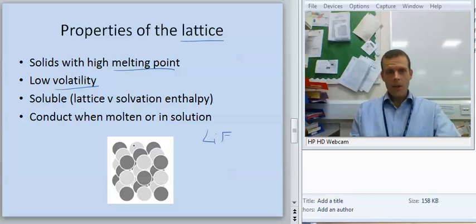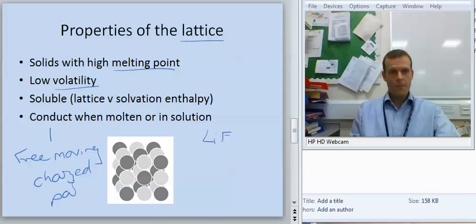It's not going to conduct electricity, because for something to conduct, we need free moving charged particles. At the moment, all of these charges, the Li pluses and the F minuses, are locked in position. It's only when you melt it or dissolve it, if it dissolves, that they're free to move around and it can conduct electricity.